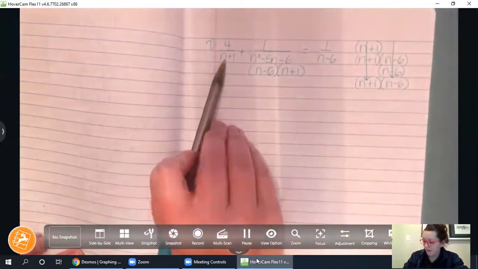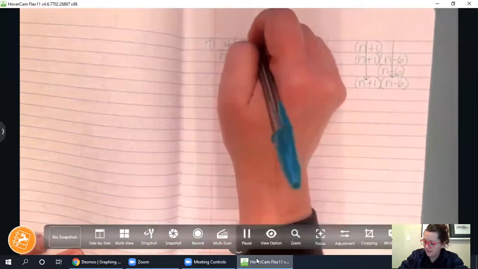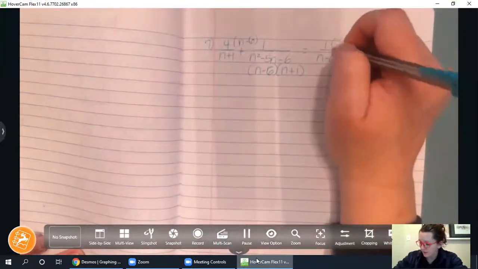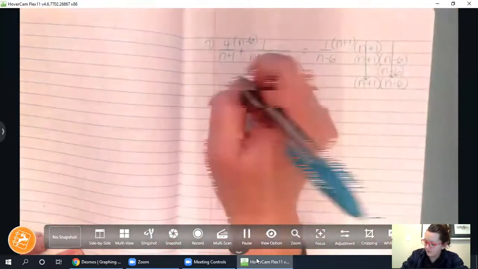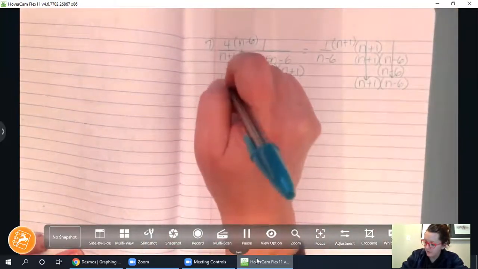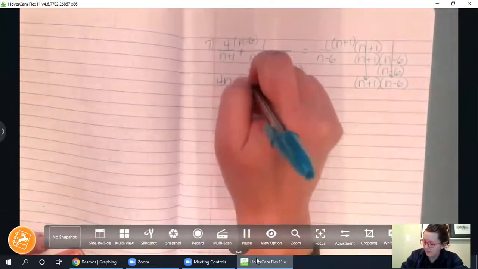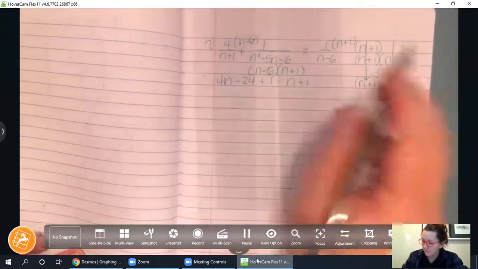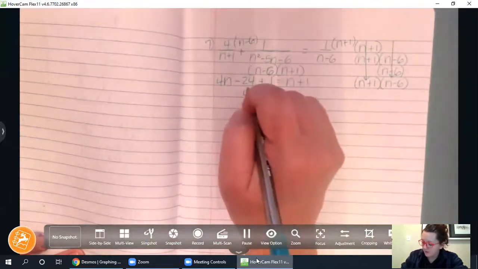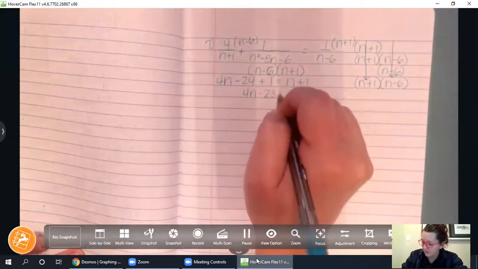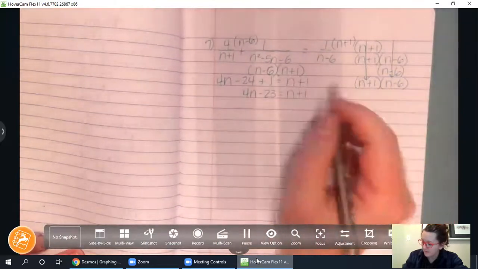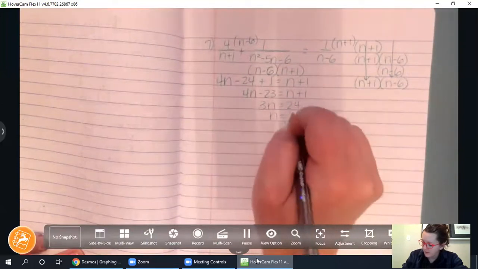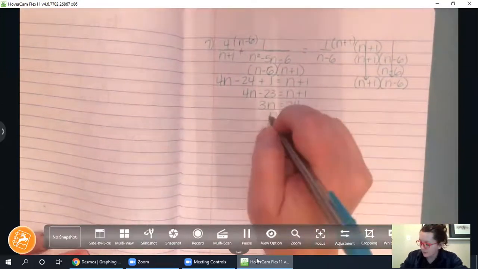And I'm going to multiply by what I need. I need an n minus 6 here. I don't need anything here, it's already got everything. And I need an n plus 1 over here. All right, so FOIL that, or distribute that out. 4n minus 24 plus 1 equals n plus 1. We'll combine our like terms here and move our n to the other side. Minus 23 equals n plus 1. Let's see, that's 3n equals 24. That's nice, gives us a nice whole number, an 8.